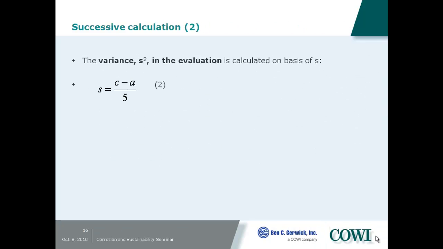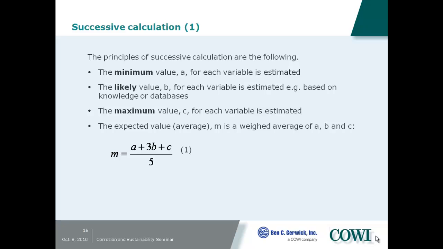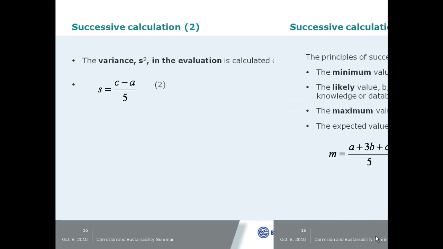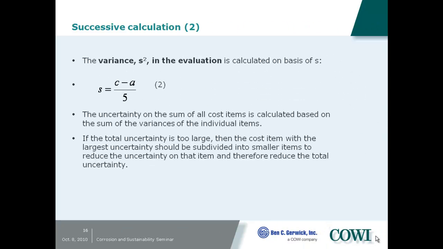Oh, that was a bit too fast. Successive calculation method is basically where you make your best estimate of minimum, maximum, and likely pricing on different construction items. And it's a tool then based on how good you think you are at guessing these things, you'll get an expected average value. Also the variance is the same thing that you can calculate. It's calculated based on your input parameters.